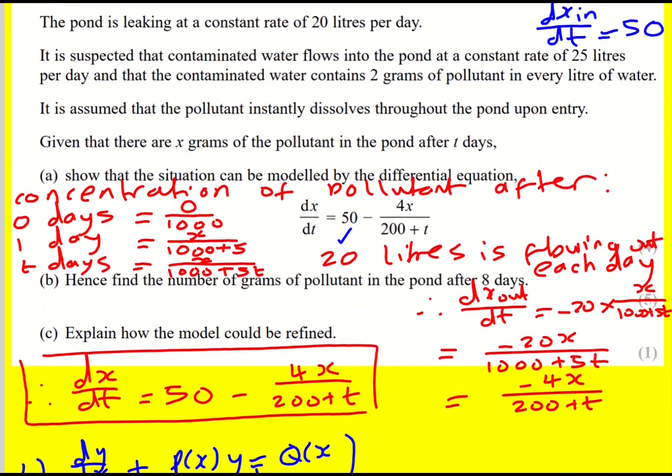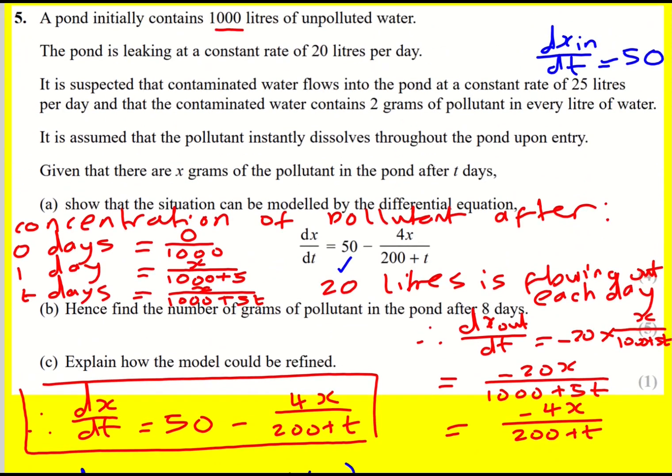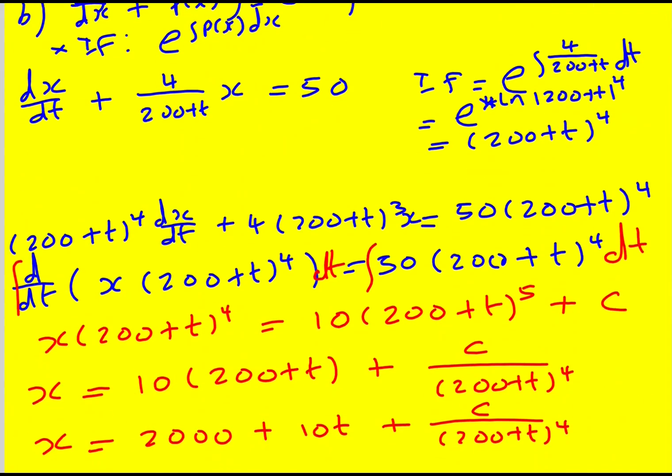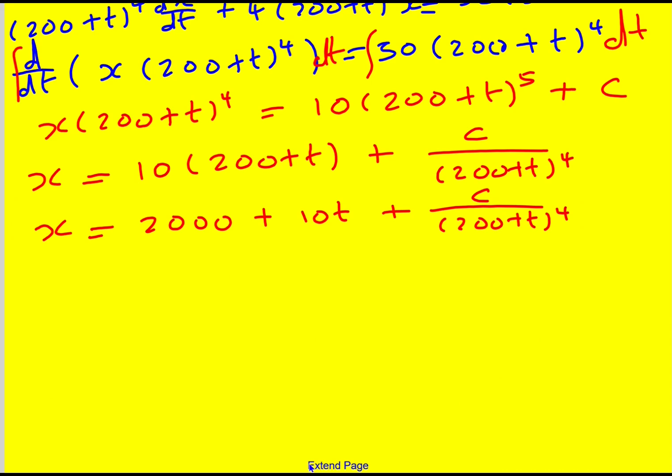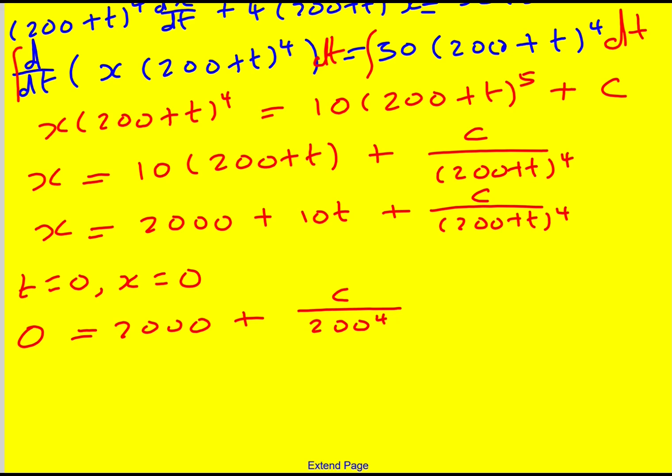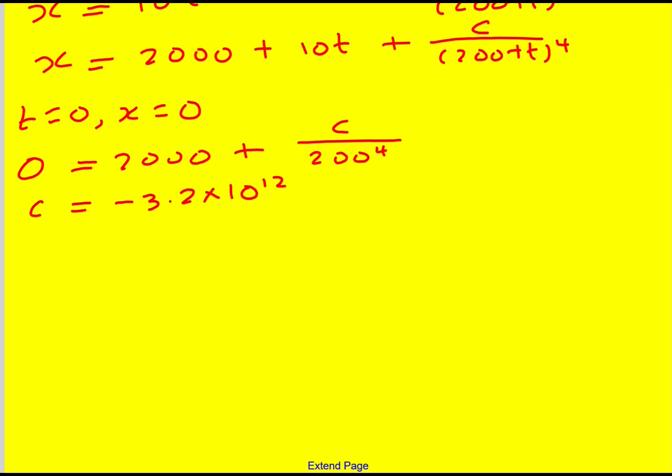Right, well, what are we told? That at the very beginning, there's 1,000 liters of unpolluted water, which means when t is 0, x is 0, because there's no pollutant. Let's sub in. 0 is then going to equal 2,000 plus c over 200 to the 4. If we solve that, we get c, actually you get it in standard form, c equals minus 3.2 times 10 to the 12. That is what it is.